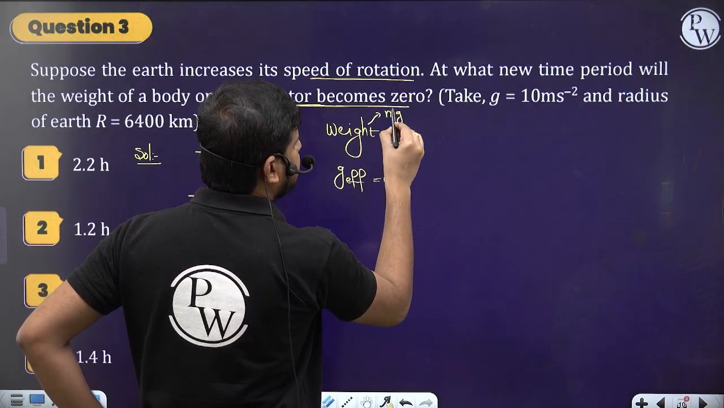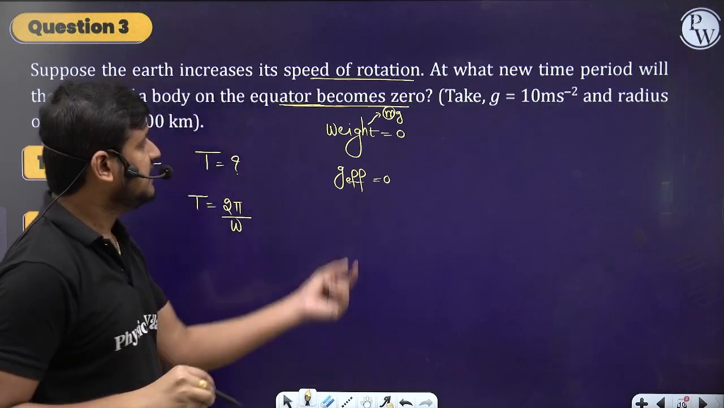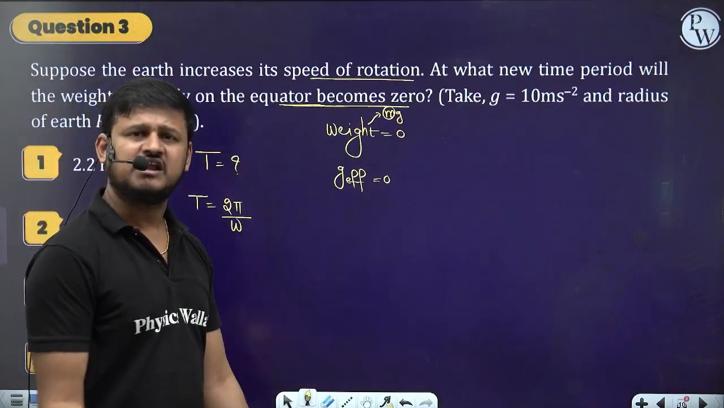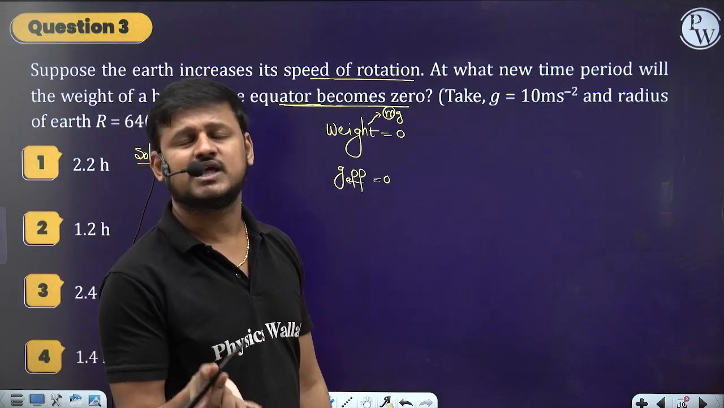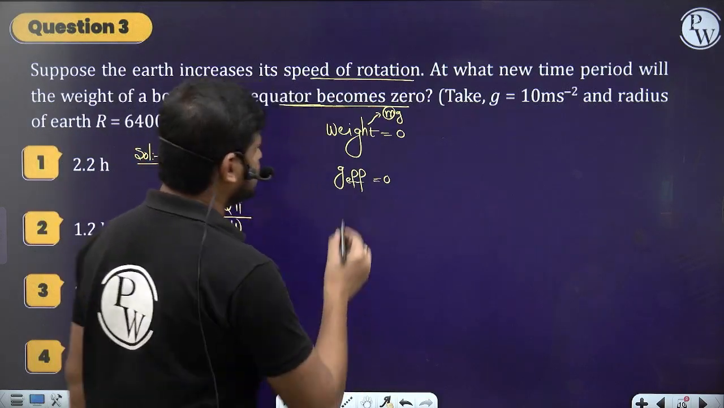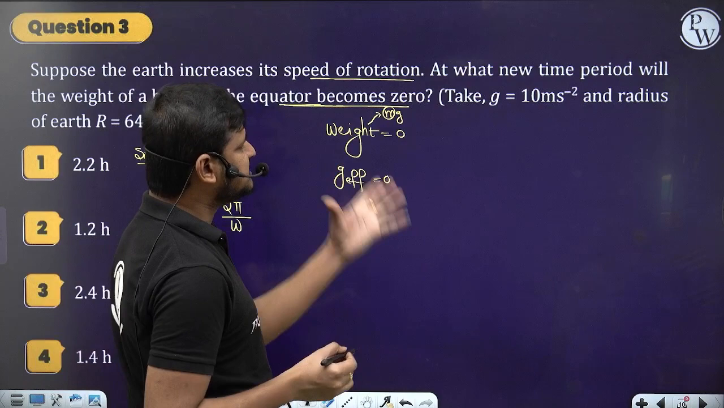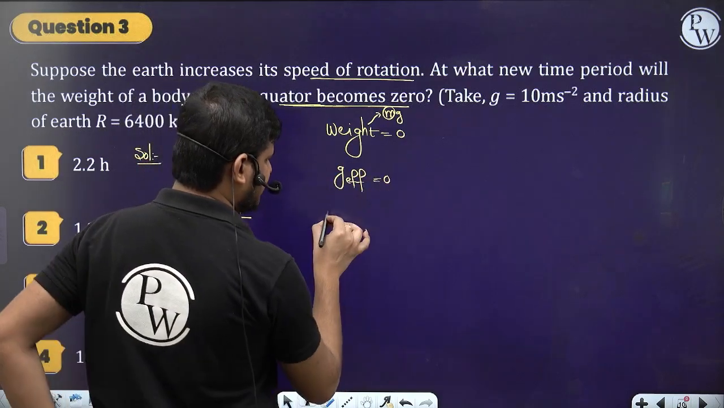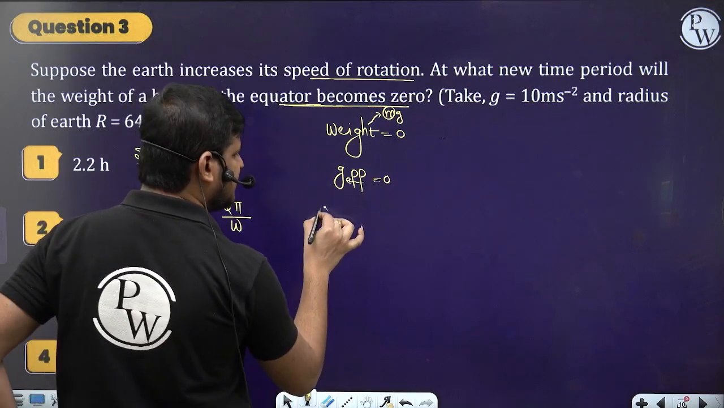So where mass is a constant term, it only depends on the G. Mass cannot be 0. For any particle, mass cannot be 0. There will be some mass, right? So the only option is G should be 0. So at the equator, we should take the G effective at the equator.